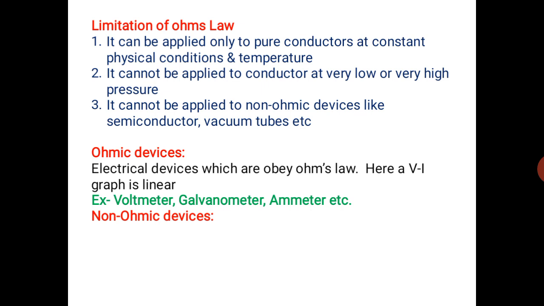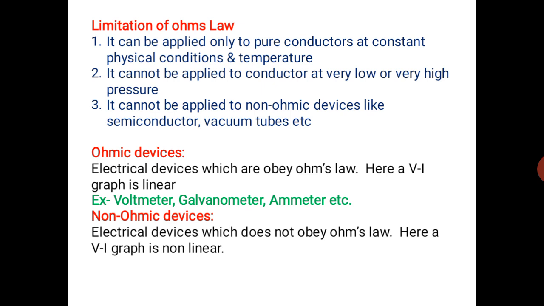Non-ohmic devices. We have just discussed non-ohmic devices, meaning the devices which do not obey Ohm's law. These are electrical devices which do not obey Ohm's law. Here the VI graph is non-linear. Examples of non-ohmic devices are semiconductor devices like diode, transistor, etc.